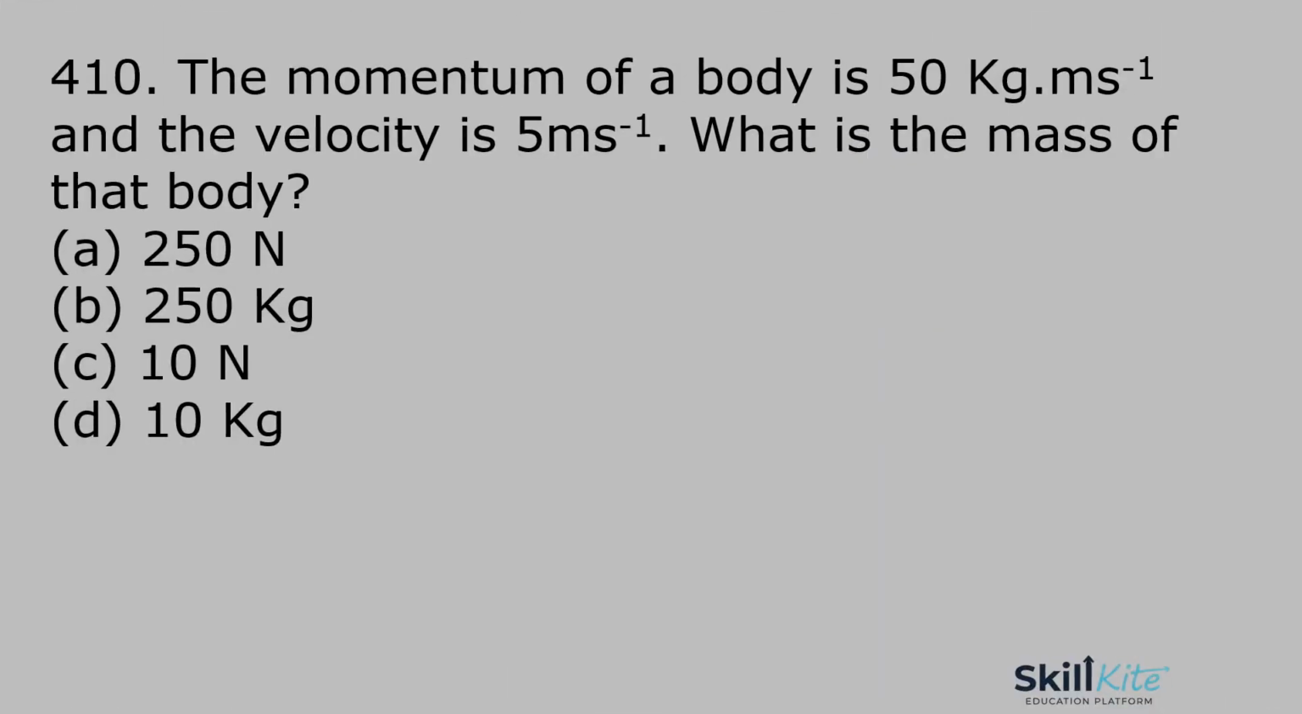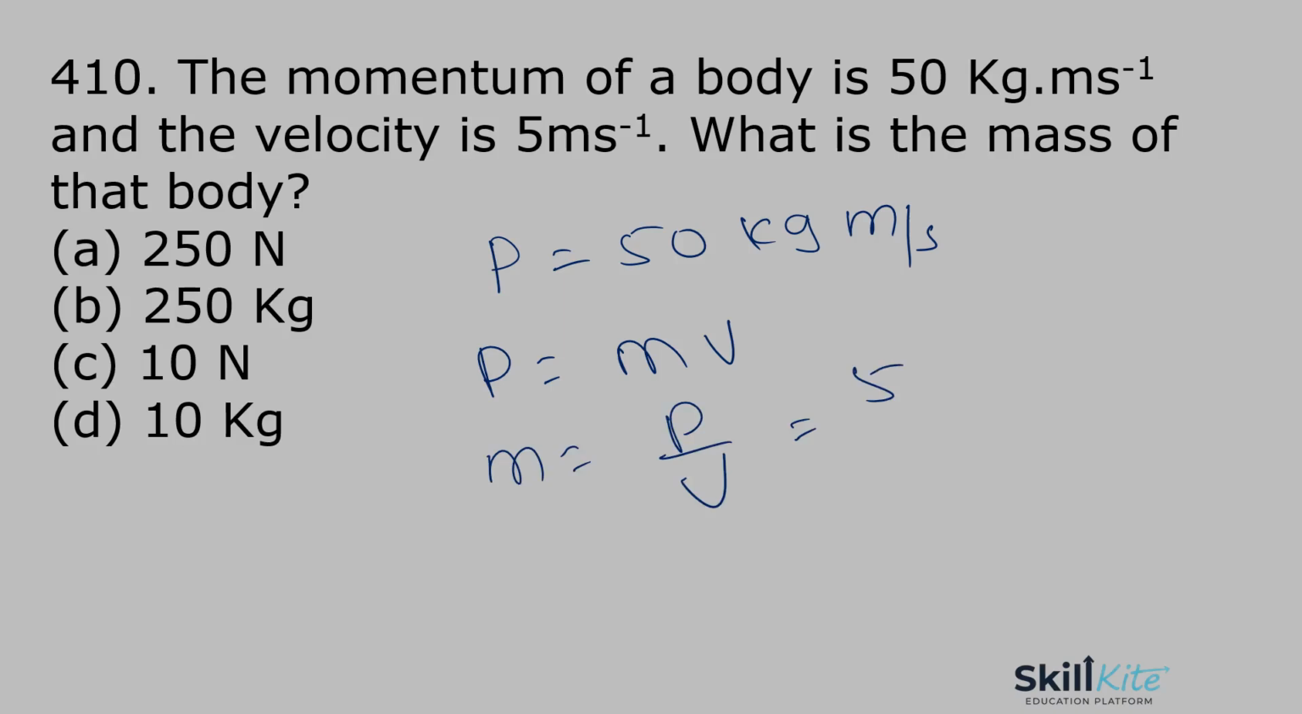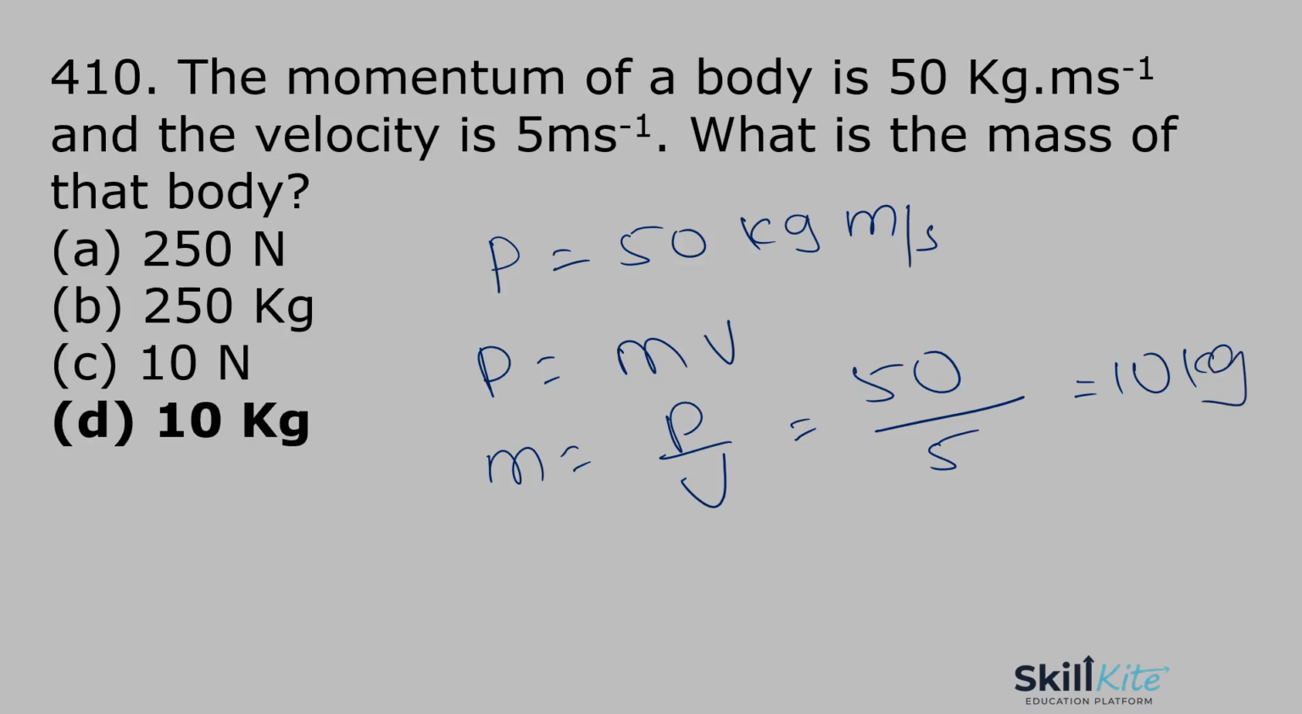The momentum of a body is 50 kg meter per second and the velocity is 5 meter per second. What is the mass of the body? Momentum P equals 50 kg meter per second. What is the momentum formula? Mass into velocity. Here we are asked to find the mass, that is P by V. 50 by velocity, which is 5. That equals 10 kg. So option D is the right answer.